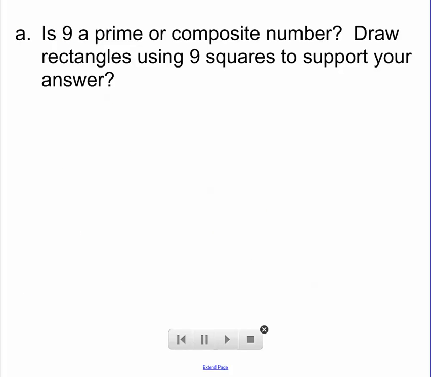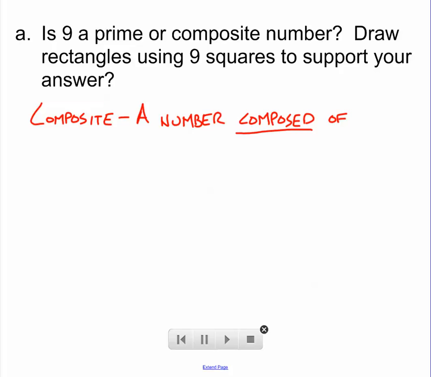Is 9 a prime or composite number? Draw rectangles using 9 squares to support your answer. Well, first of all, what is a composite number? Basically, a composite number is any counting number that is not a prime number. By the way, prime numbers should only be counting numbers too. So it's a composite number if it's a number composed of more than 2 factors.